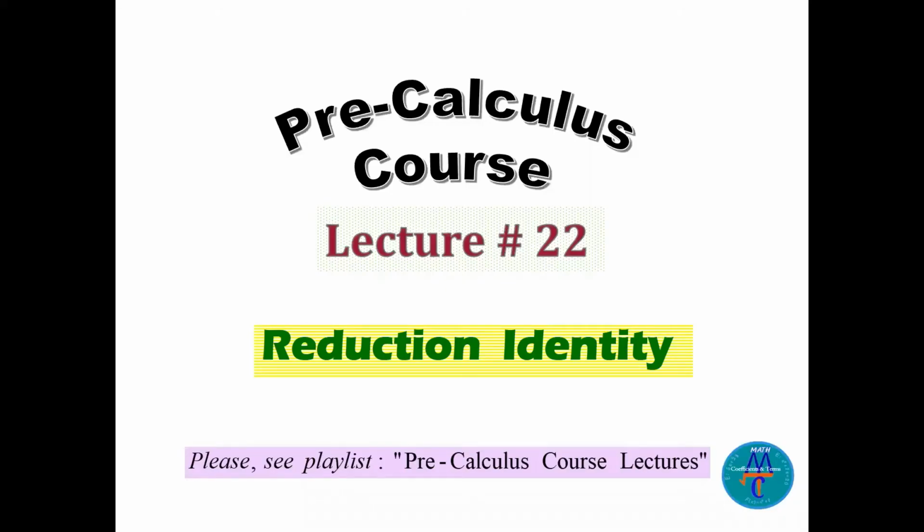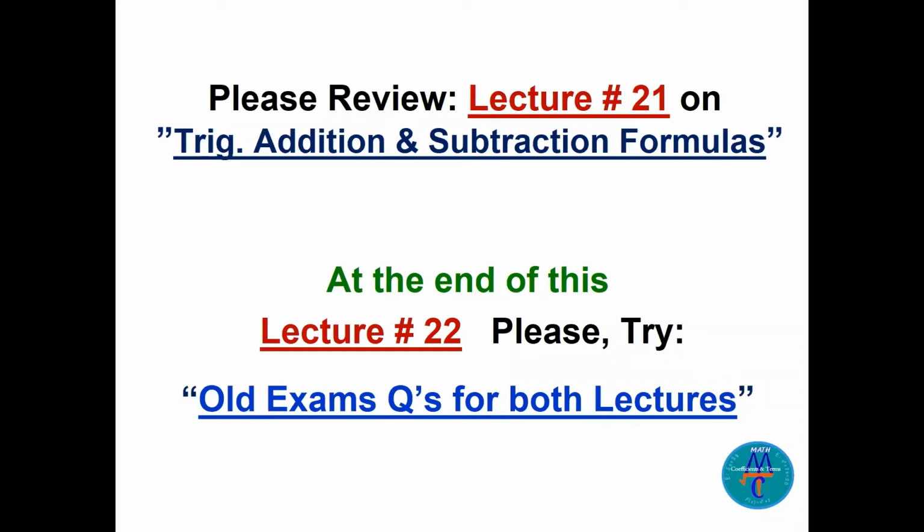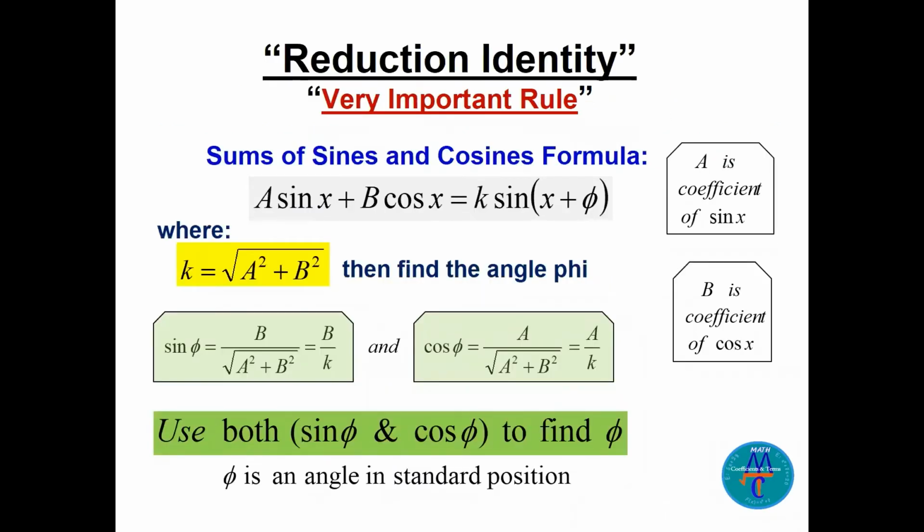This is lecture 22 of the Pre-Calculus course about reduction identity. Just to remind you, please, you can review lecture 21 on trigonometric addition and subtraction formulas. And now at the end of this lecture 22, you can find some old exam questions to practice on both lectures. These two lectures are related. So let's see the reduction identity, very important rule, please.